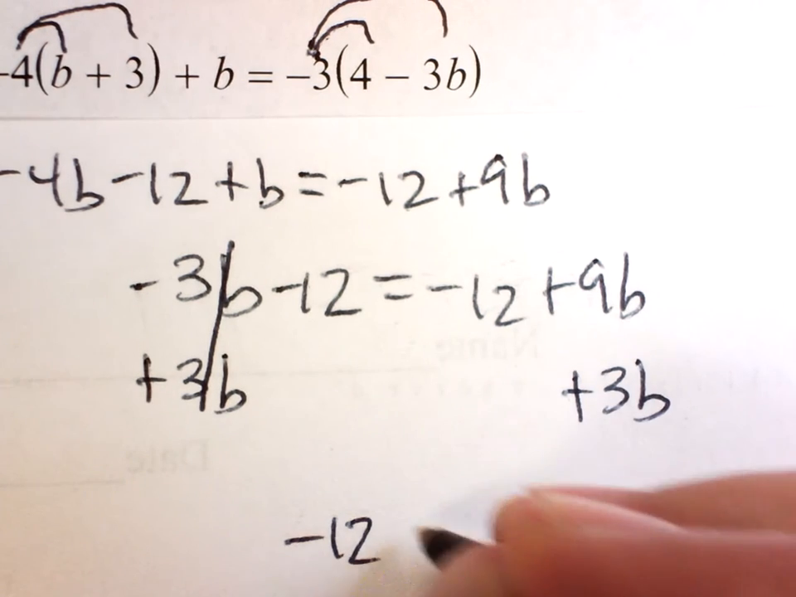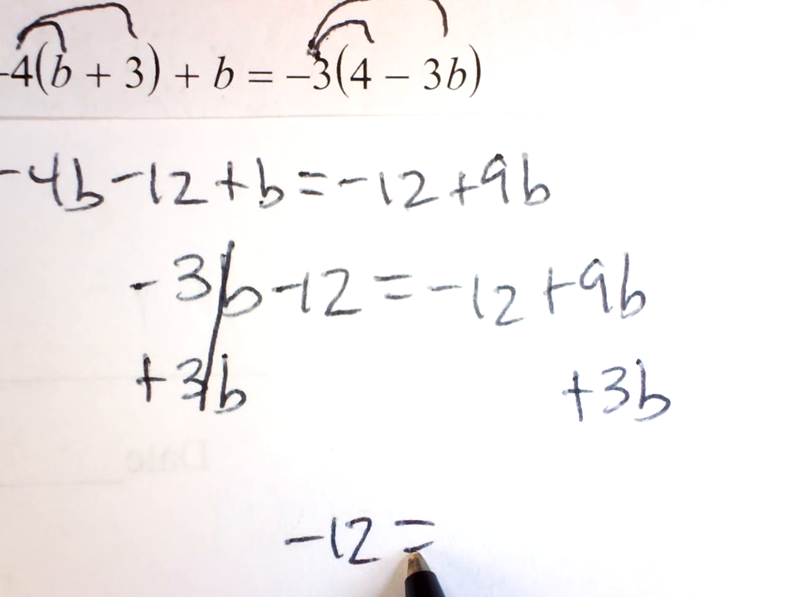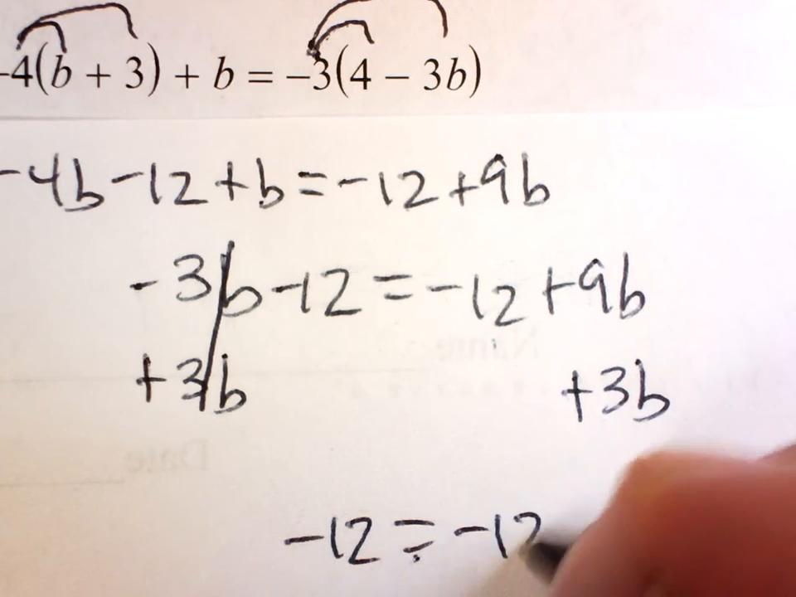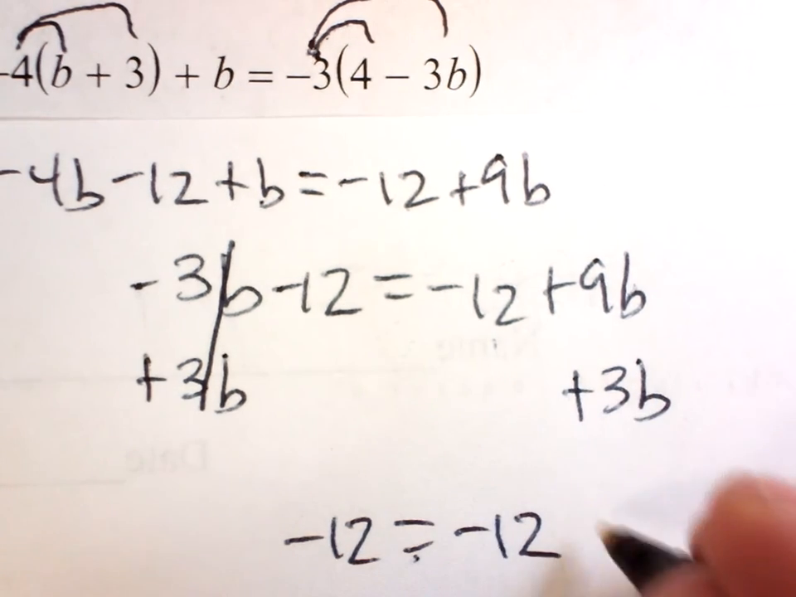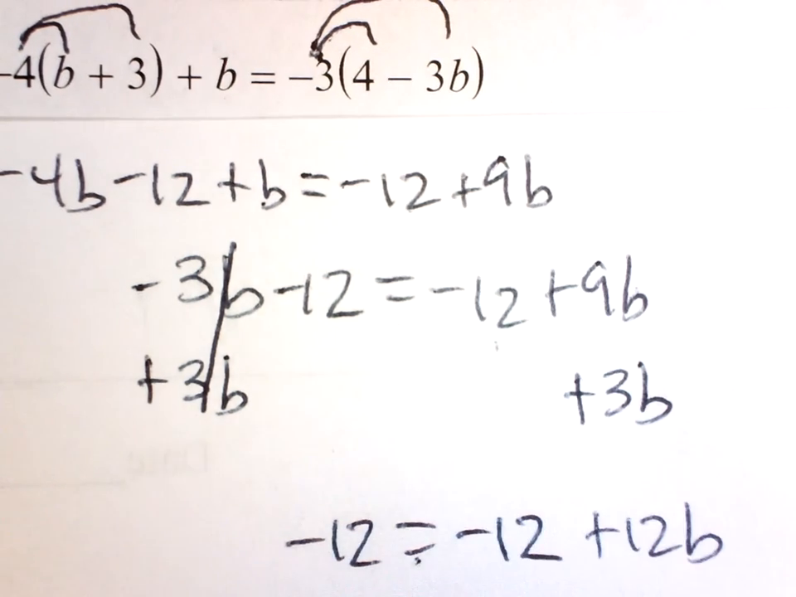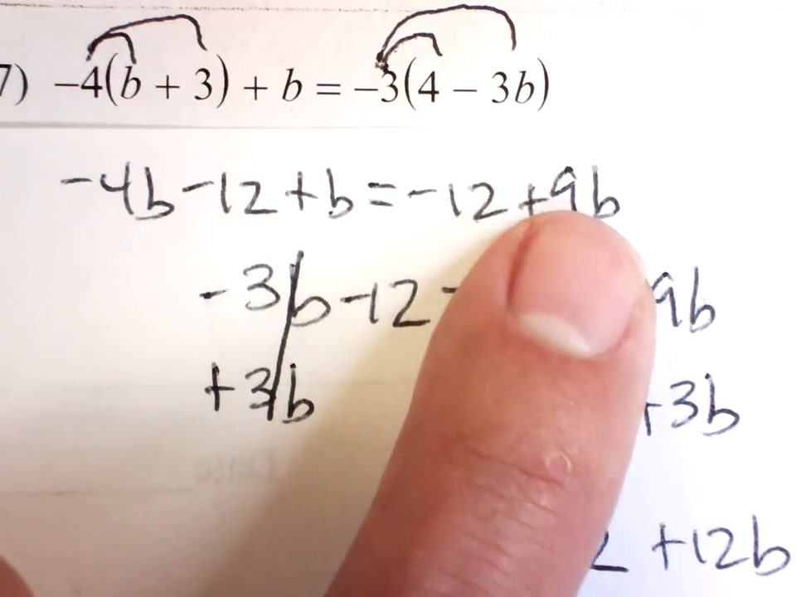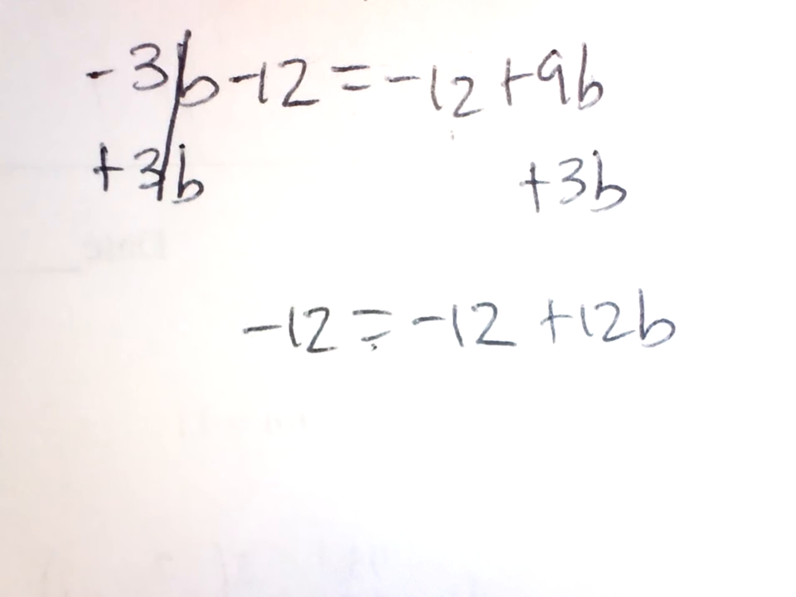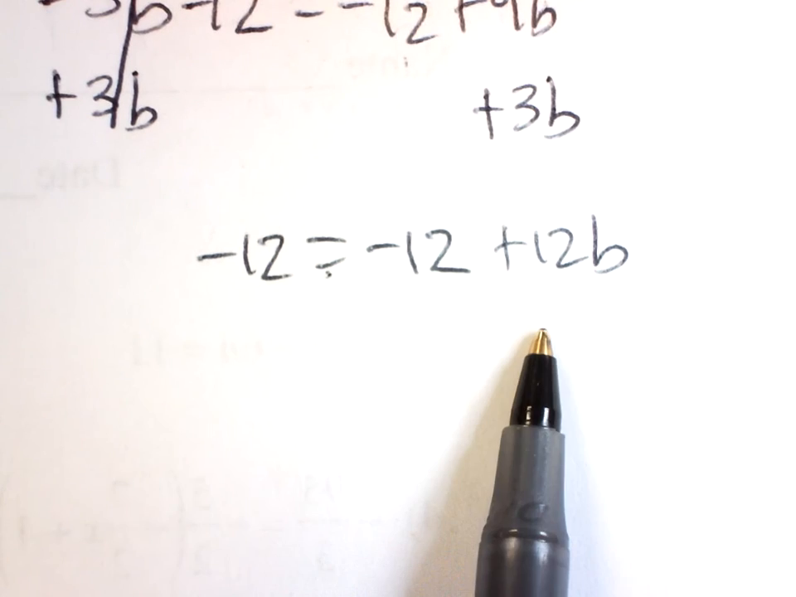What am I left with over here? -12 equals, again, carry down the equal sign. The equal sign needs to stay there. The equal sign doesn't disappear. I didn't do anything with that -12, so that just comes on down. And over here I have 9b plus 3b, which is just plus 12b. So I started off with this long problem up here with two sets of parentheses and letters on both sides. I did my distribution, I combined my like terms, I moved the 3b from one side to the other, and now I am down to this.